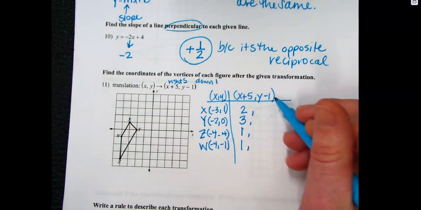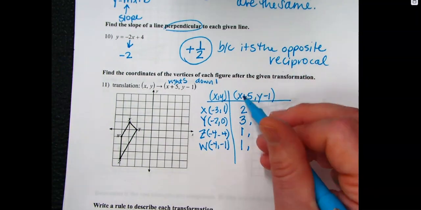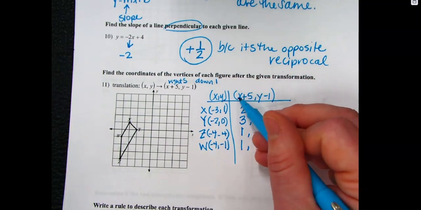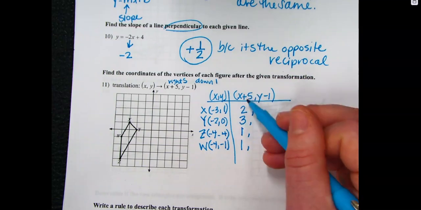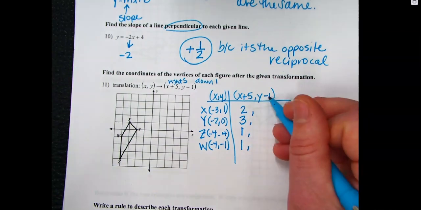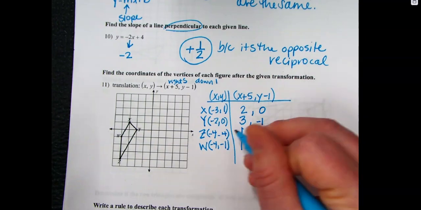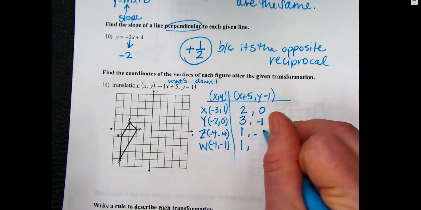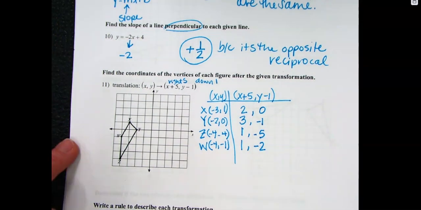Okay, and then your y's, you're subtracting, did I do that right? Yes, so -3 plus 5 is 2, -2 plus 5 is 3. Okay, I just want to double check I did that right. Sorry. And then your y's are going to subtract. 1 minus 1 is 0. That's going to be -1. -4 minus 1 is going to be -5. -1 minus 1 is going to be -2. So these are your new ordered pairs.